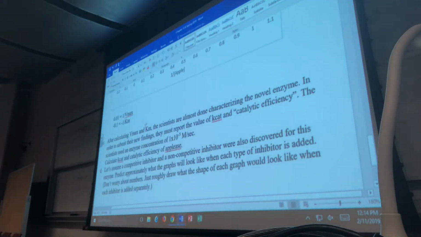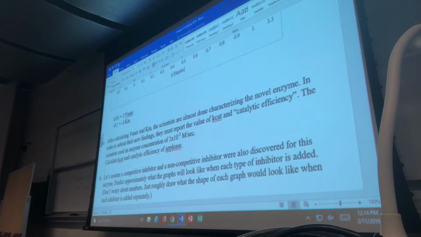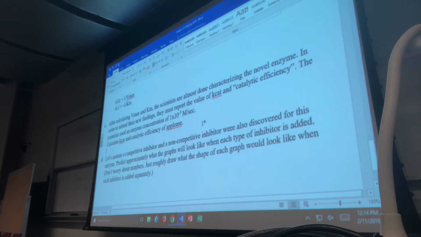All right, so let's move along. Make sure it's still recording. It is. Okay. So after calculating Vmax and Km, the scientists are almost done characterizing this new enzyme. In order to submit their new findings, they must report the value of Kcat and another value called catalytic efficiency. The scientists, in their experiment, used an enzyme concentration of 1 × 10⁻⁵ molar per second, therefore calculate Kcat and catalytic efficiency. So let me write down some stuff real quick, and we'll work on that.